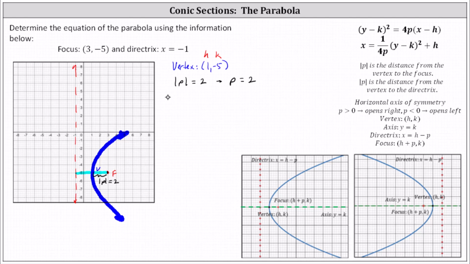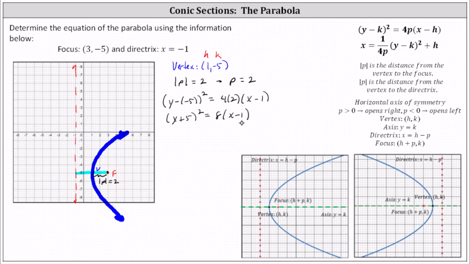The equation is the square of (y minus k), which is the square of (y minus -5), equals 4 times p, or 4 times 2, times the quantity (x minus h), which in our case is the quantity (x minus 1). Simplifying, we have the square of (y plus 5) equals 8 times the quantity (x minus 1). This is the equation of the parabola.